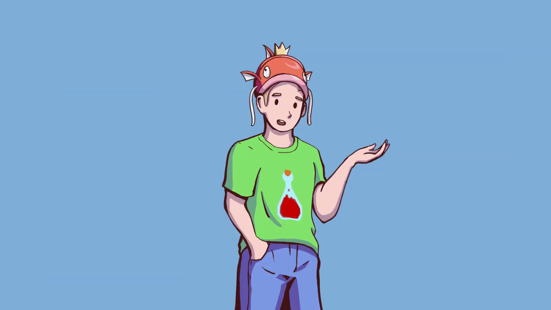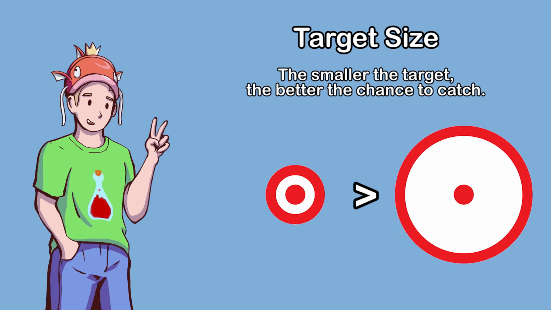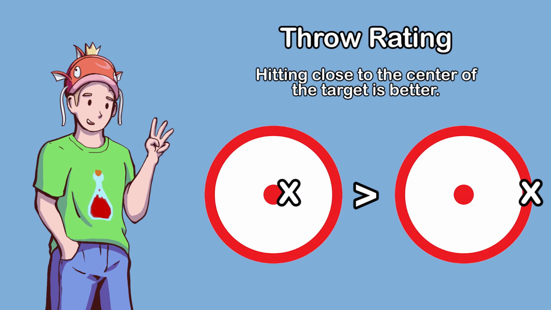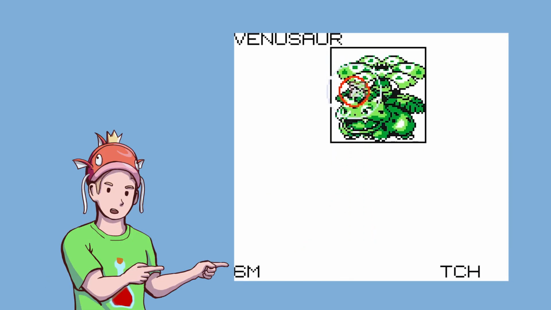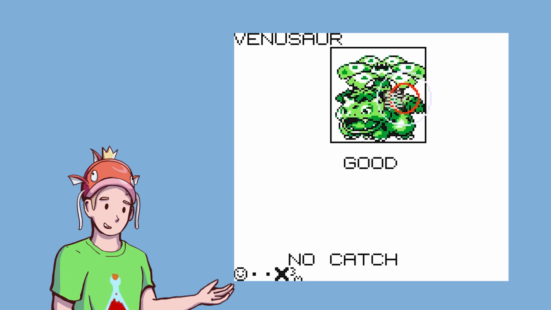With that out of the way, it's time to actually start catching the Pokemon. In my game, the catch chance will be determined by 3 factors: the Pokemon's base catch rate, the target's size, and the throw rating, which is basically the distance to the center of the target. We're starting to run out of room down here, so let's get this all cleaned up. This is much better.